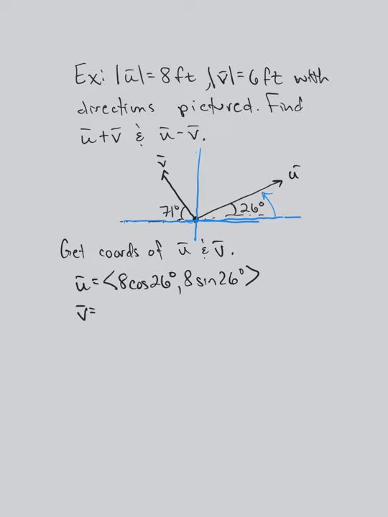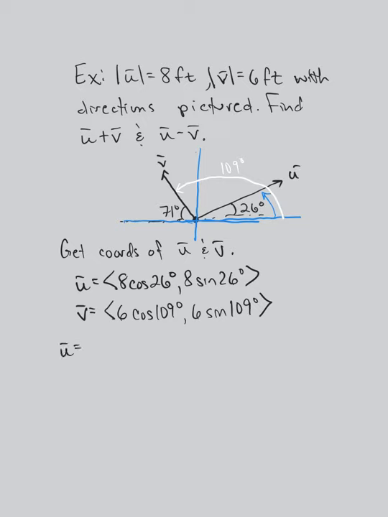Standard position angle starts at the positive x-axis and comes around to there. So hopefully you see that that's 109 degrees. All right, and so for V, its length is 6, so I get 6 cosine of 109 degrees, 6 sine of 109 degrees, like that. All right, and so now the adding and subtracting are easy.